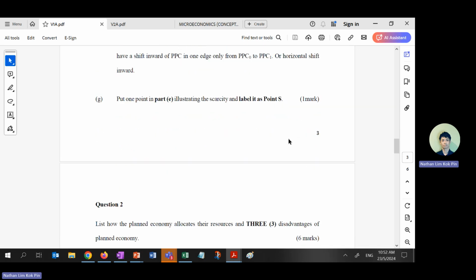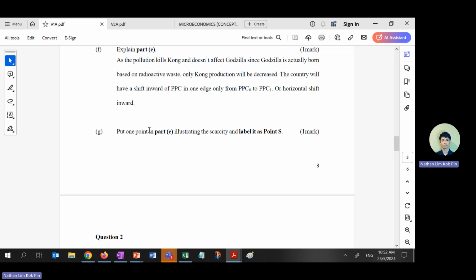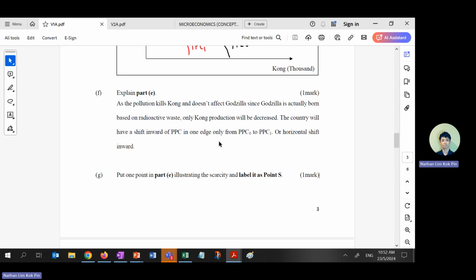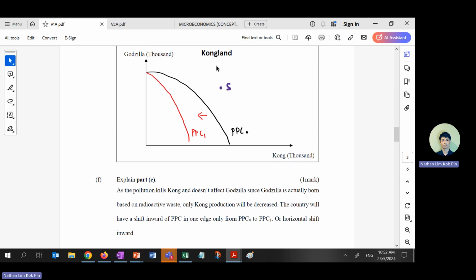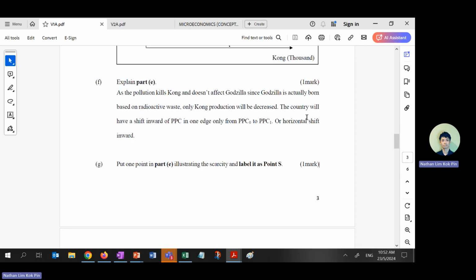Put 1 point. Wow, some of you ignored this question. I don't know, why? Is it not obvious enough? You all don't know how to plot or what? This one's so easy. Point S should be outside the curve.